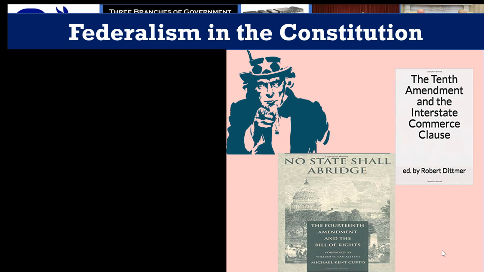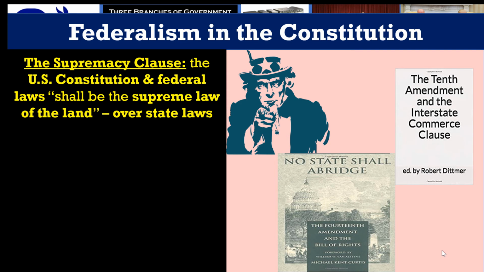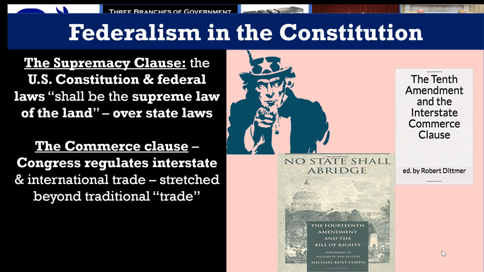There are 3 constitutional clauses and 1 amendment that impact this balancing act. As we have mentioned, the Supremacy Clause makes the U.S. Constitution and federal laws supreme over state laws and constitutions. The Commerce Clause, which gives Congress the power to regulate interstate trade, has been increasingly used over the course of our history as a way for Congress to address a wide range of issues, and we will have a Supreme Court case that will demonstrate that in a minute.